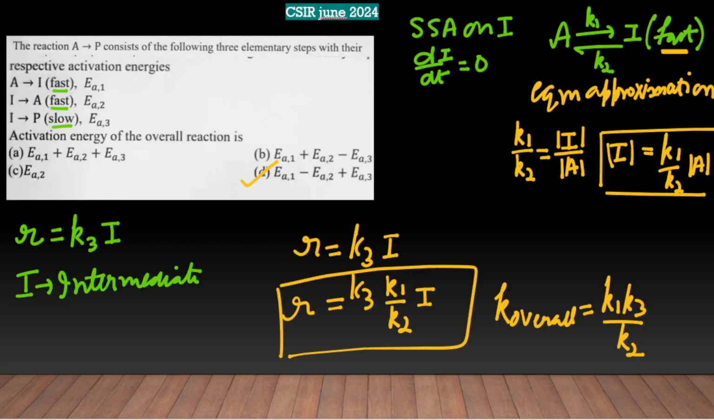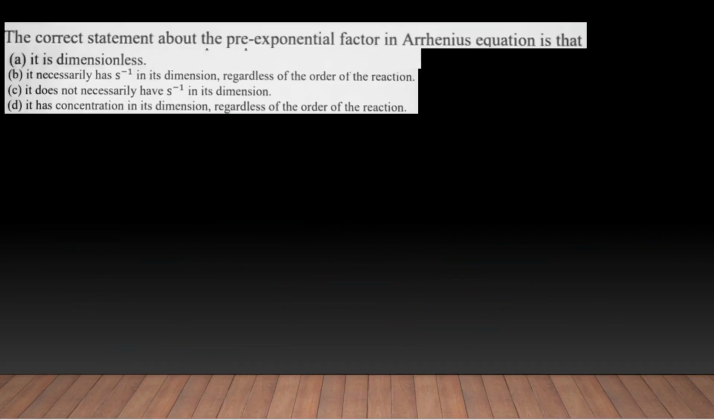Okay, next one is this question. It is statement based. It says the correct statement about the pre-exponential factor in the Arrhenius equation. According to the Arrhenius equation, the rate constant K is A into e raised to the power of minus Ea upon RT. A is the pre-exponential factor.